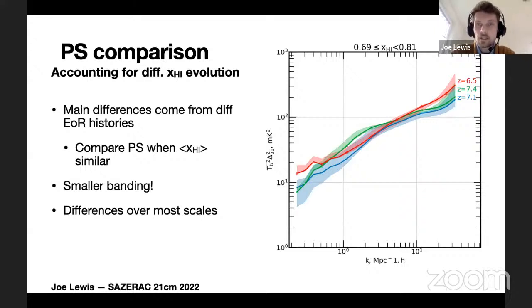And you see now that actually the comparison between the simulations yields something a bit different. So you see differences across many different scales now. There are differences at the larger scales, in the intermediate scales. The interesting thing is that Illustris still has more power at these smaller scales even when we do this. So maybe there's something extra going on here.